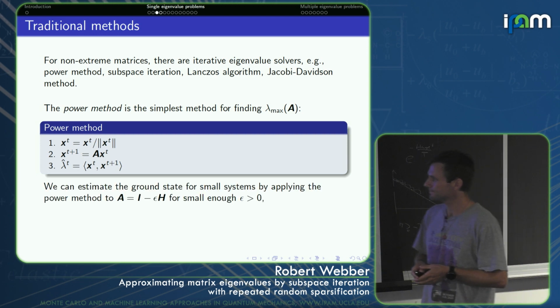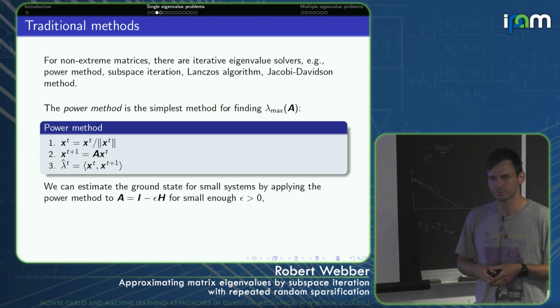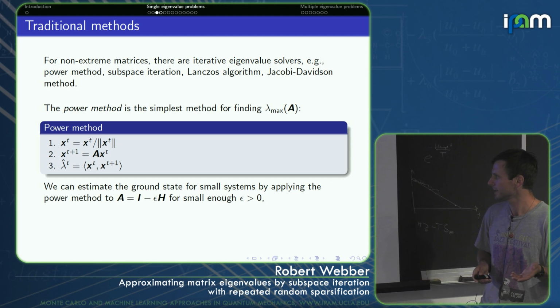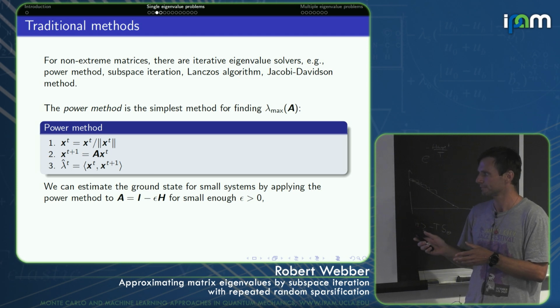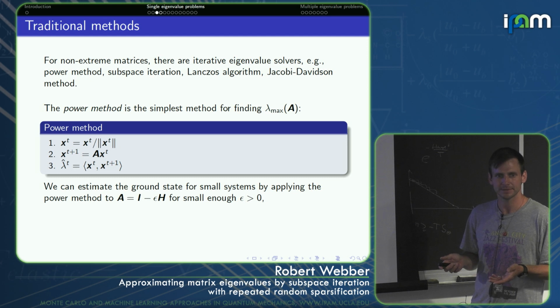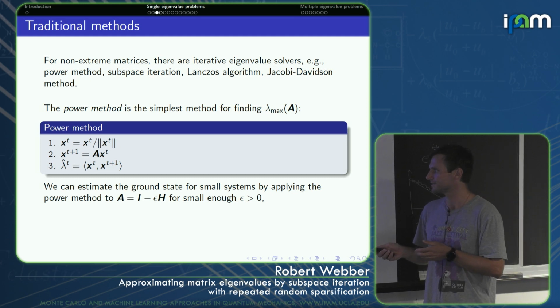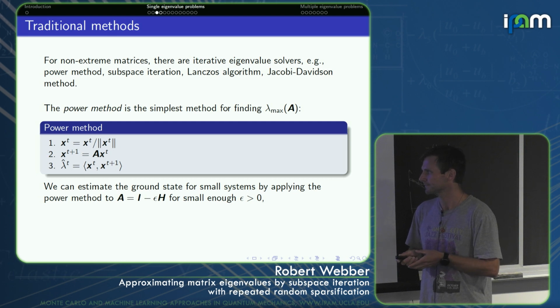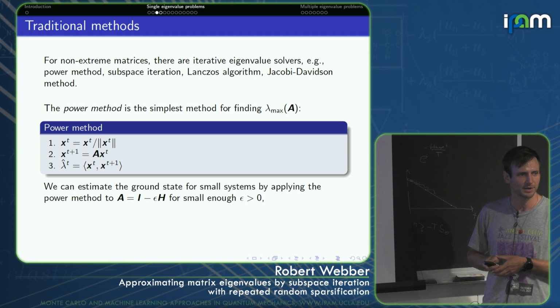We can apply it to estimate the ground state for small systems. And we have to introduce a shift, right? So you apply the power method not to h, but to A equals identity minus epsilon h for small enough epsilon. It's got to be small enough that the ground state corresponds to the maximum magnitude eigenvalue of A. And if we make it even a little bit smaller, A is going to be positive semi-definite or positive definite.